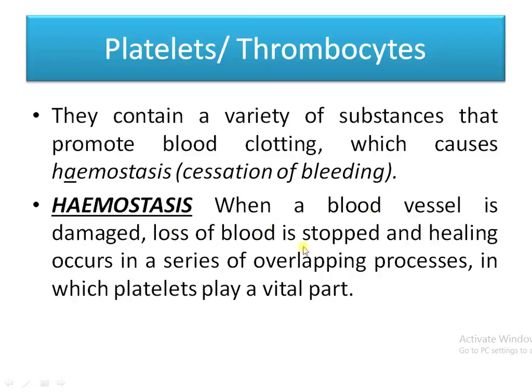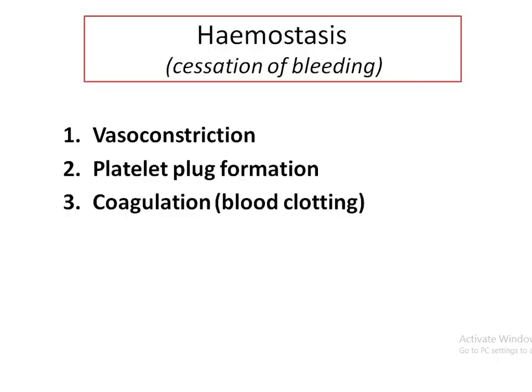When a blood vessel is damaged, loss of blood is stopped and healing occurs in a series of overlapping processes in which platelets play a vital role. It involves 3 processes. First, vasoconstriction; second, platelet plug formation; and then comes coagulation, or blood clotting, or formation of a fibrin-like mesh.